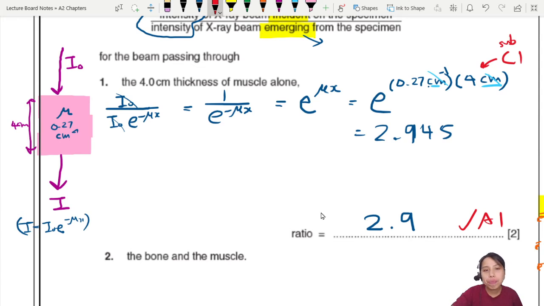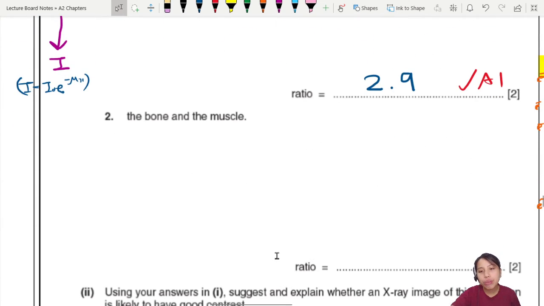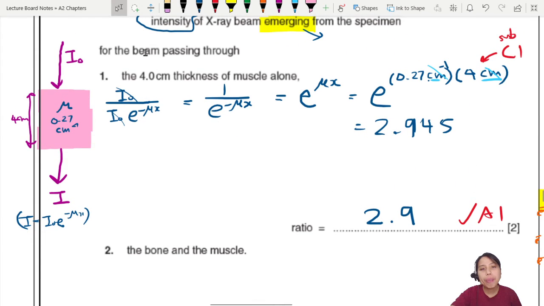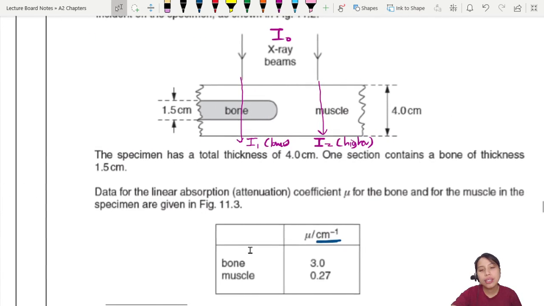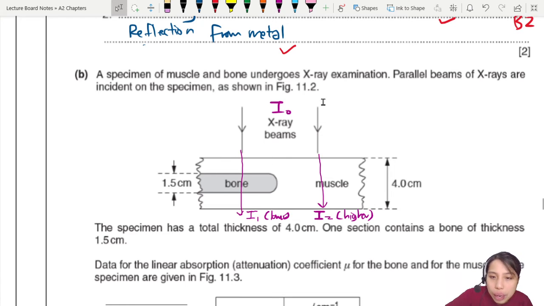Let's look at the second part. Also calculating a ratio, but now for the beam that passed through the bone and muscle. So what is the bone and muscle? Okay, faster go back and see. Just now we calculated this: beam pass through muscle, what's the intensity ratio of the emergent beam to the incident beam? Now we look at this part. Muscle, bone, muscle.